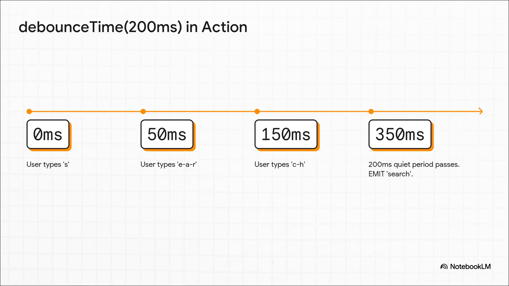It's a disaster. But if you add debounce time, 200 milliseconds, the operator just waits. As the user types search, it sees every letter, but holds back. It's only after the user stops typing for 200 milliseconds that it finally sends the last thing it saw. It's a beautiful way to handle back pressure.